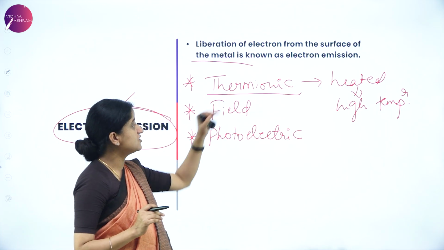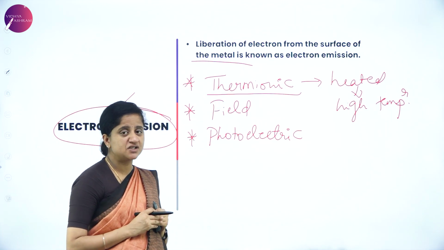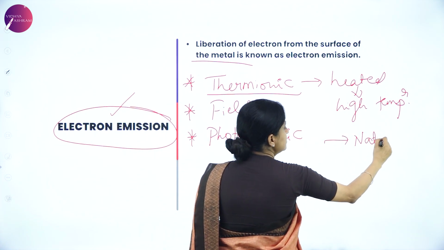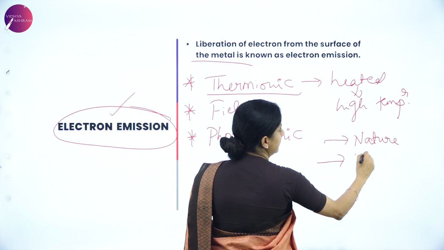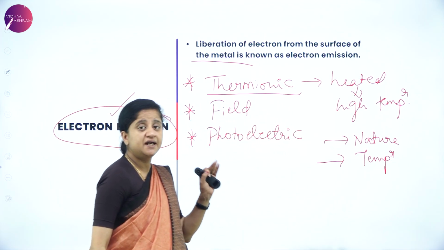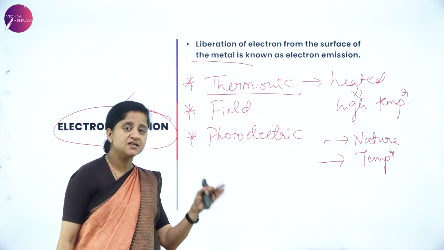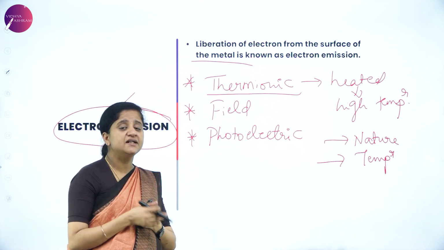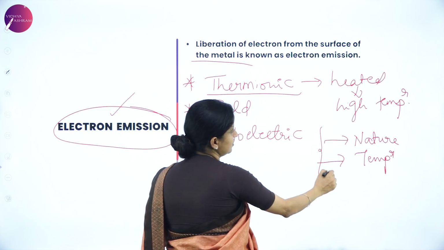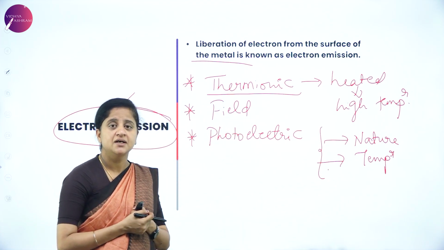So what are the factors on which this thermionic emission depends? It depends on the nature of the metal and also it depends on the temperature. A sufficiently high temperature is irradiated or passed to the metal surface, only then the electrons will come out of the metal surface. So these are the two important factors on which the thermionic emission depends.